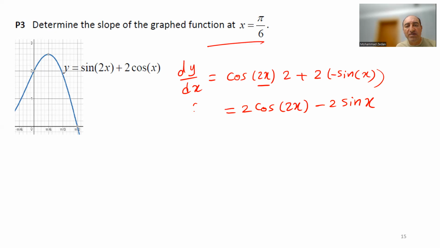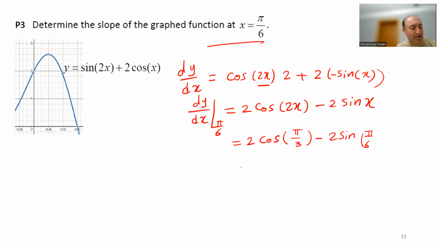So if we want to find the derivative or the slope of the curve at the given point pi over 6, just substitute: 2 cosine 2 times pi over 6, which is pi over 3, minus 2 sine pi over 6. By using a calculator, this is 1 minus 1, which is equal to 0. So the slope at pi over 6, because this is a maximum point, is 0, because the tangent to the curve is a horizontal line. The slope of a horizontal line is 0.